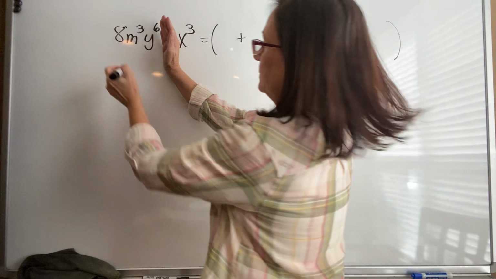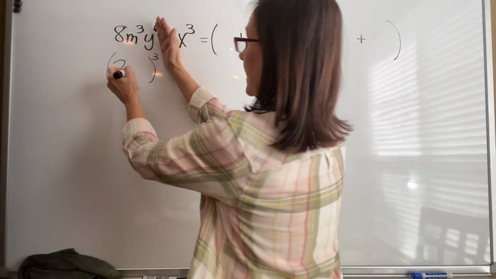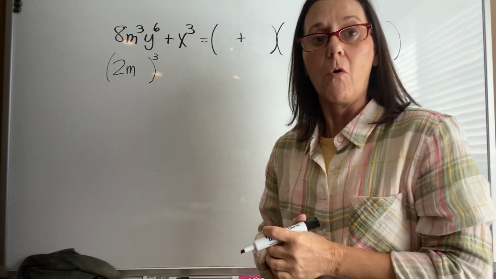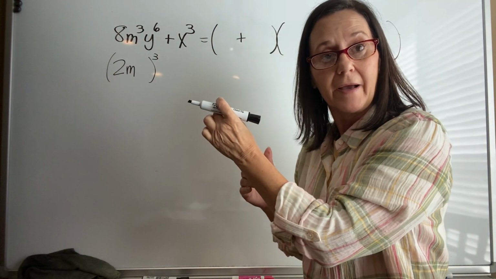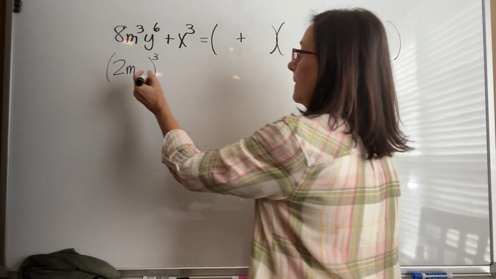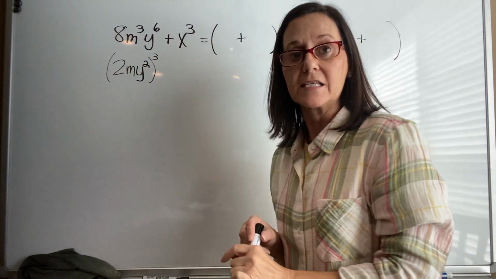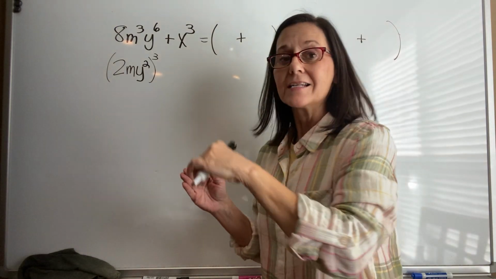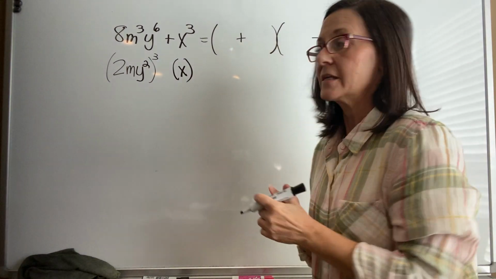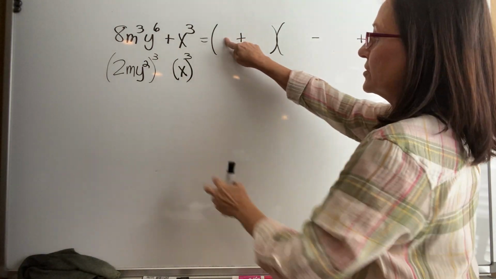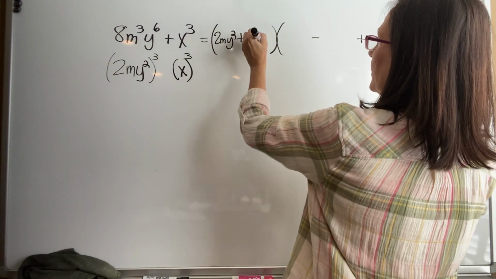Now let's look at the cube root. The cube root of 8 is 2. The cube root of m cubed is m. The cube root of y to the 6th is really 6 divided by 3, because a power raised to a power we multiply. So it's y squared, because that's m cubed, that's y to the 6th. So it's as though we're taking the 6 and dividing by 3. And the second term is just x cubed. This first term is 2my squared. The second term in the binomial is just x.